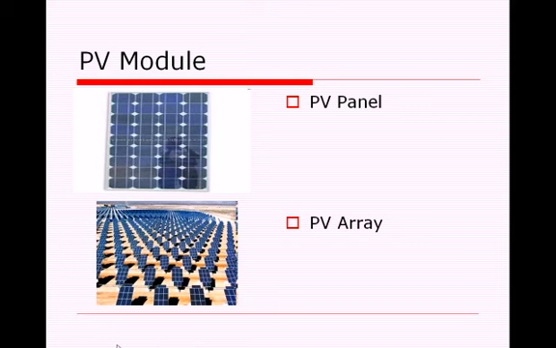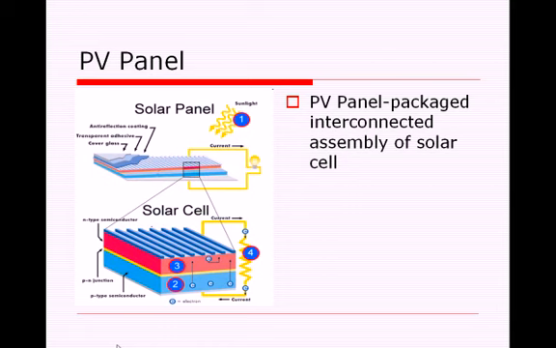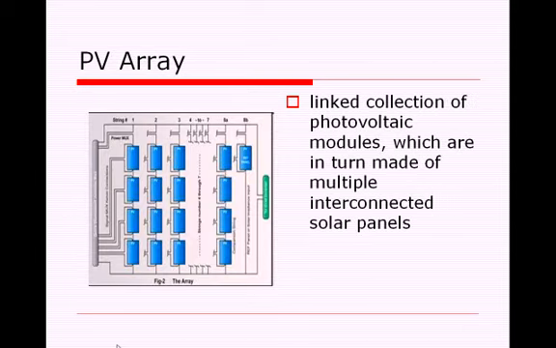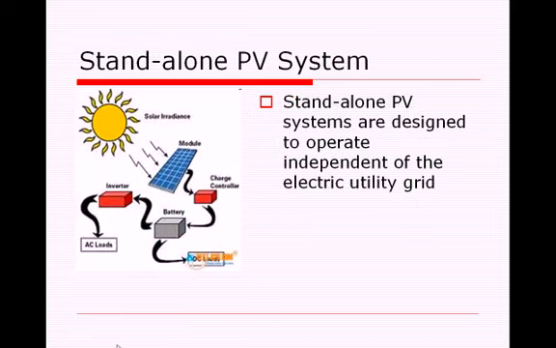So PV model, there are PV panels and PV array. A PV panel is a collection of solar cells, and a PV array is a collection of solar panels, and it takes quite a lot of space. And Hao is going to talk about the next slides. Okay, I'm going to talk about the PV system, the standalone PV system, and the grid-connected PV system.